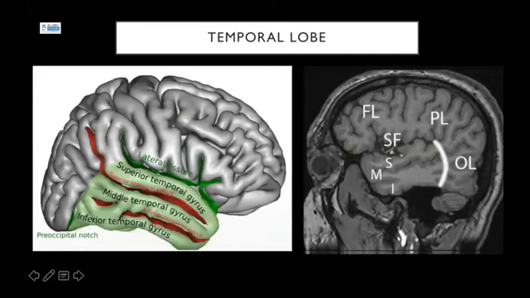Now we're going to have a look at the temporal lobe. So we can see we have the superior temporal gyrus, middle temporal gyrus, and inferior temporal gyrus. And in turn, these are separated by the superior temporal sulcus and the inferior temporal sulcus. And this is the Sylvian fissure here. So we can look at this in this parasagittal MRI image. So superior, middle, and inferior temporal gyrus.